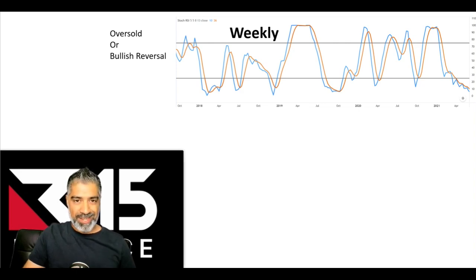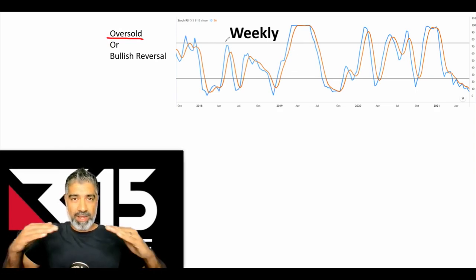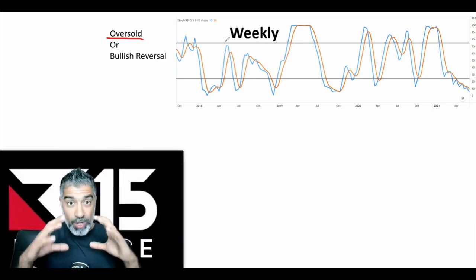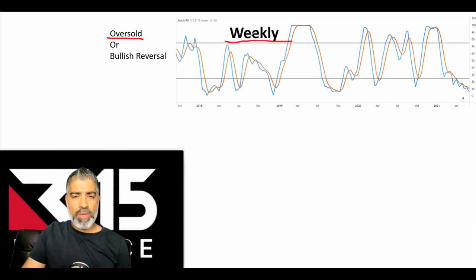I go, yes. So the English interpretation of what I just said: oversold means this is a larger degree time frame. So we're going to look at a weekly chart, which is the larger degree time frame, and then we're going to look at a daily chart, which is the lower degree time frame. So we go, okay, what does oversold mean? Well, this black line over here says if the red line or the blue line, or the red and the blue line are under this line, like over here, and over here, etc., these are oversold zones.